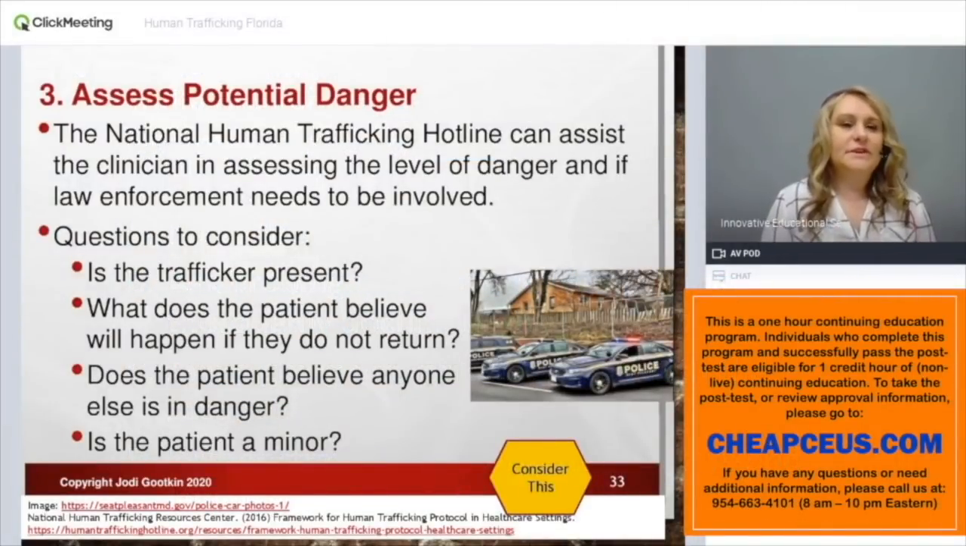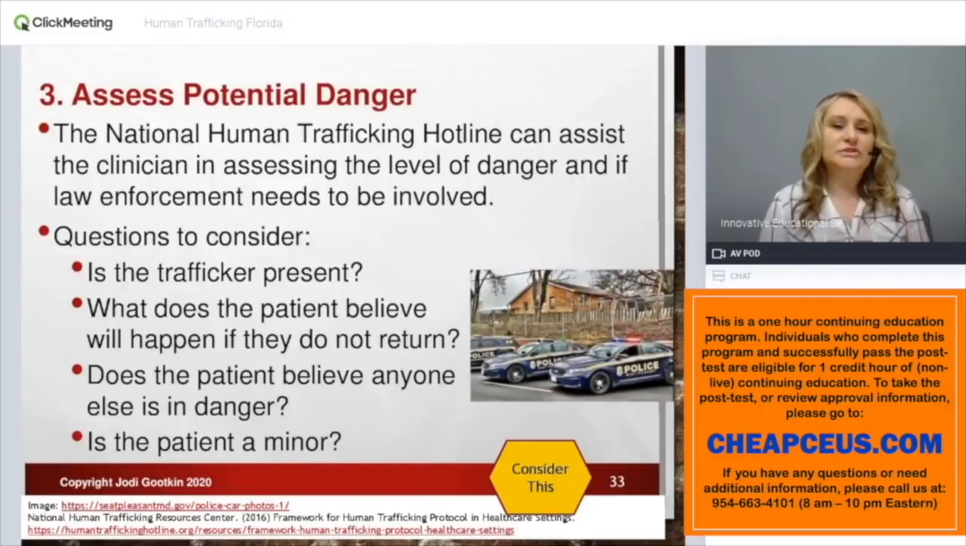That safety assessment is so important. What you need to do is assess the potential danger of the situation if you feel someone is being trafficked. If you were physically out, maybe in a workplace or in someone's home where they are a victim of domestic servitude, you might physically need to remove yourself from the situation in order to maintain your safety so that you're able to go report that potential case.